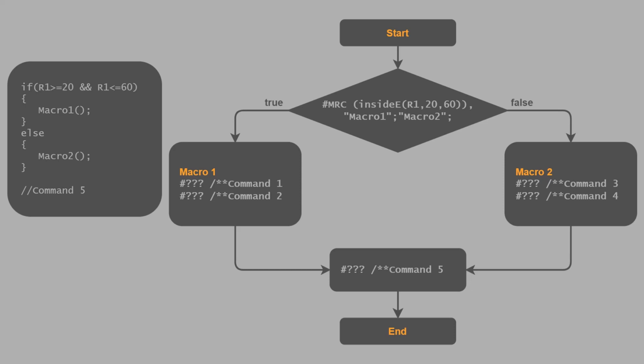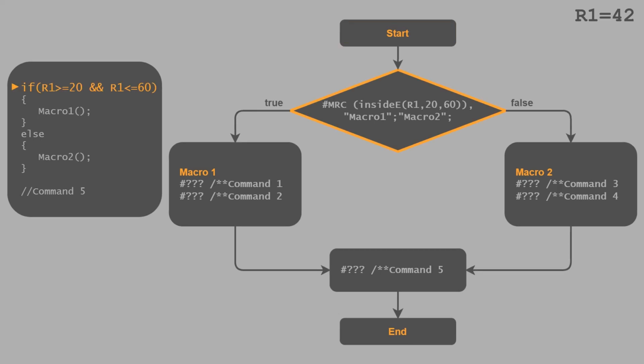The uniTFT series offers, similar to the ifte instruction, also a calculation for this. We assume that the register value R1 is 42. As a result, the insideE statement returns true or false, depending on whether the value is inside or outside the two boundaries. Depending on the return value, different macros should be called. The previously introduced command mrc, macro run conditionally, is suitable for this purpose.